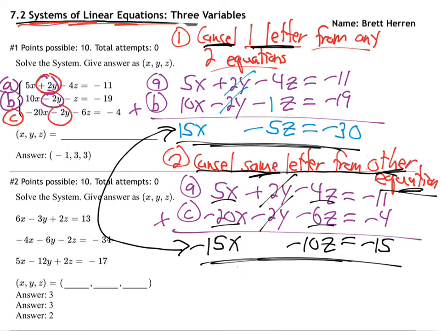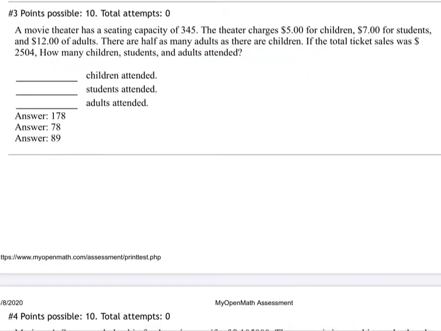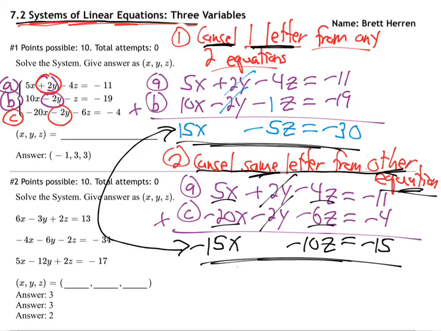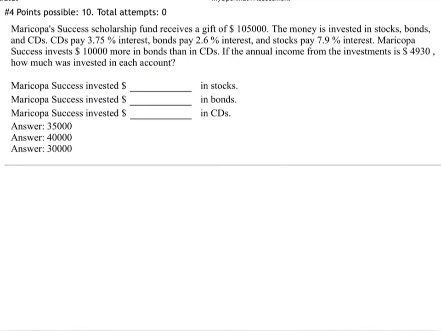So let me go to a fresh screen where I'm going to solve that. So I'm going to write that down. 15x minus 5z is minus 30. So number 1 here. And the second one is minus 15x minus 10z is minus 15.